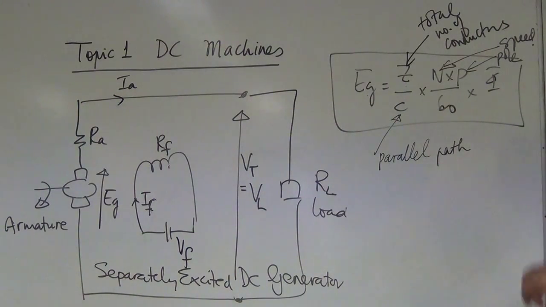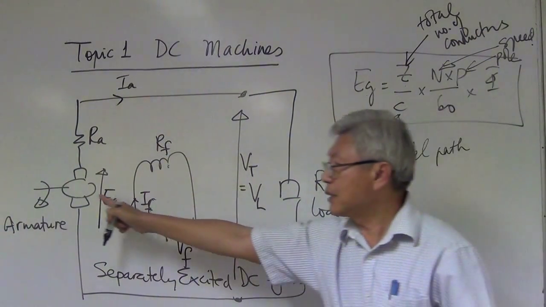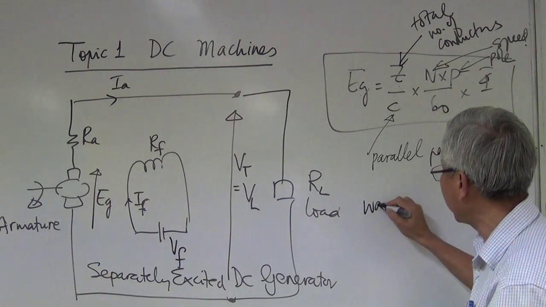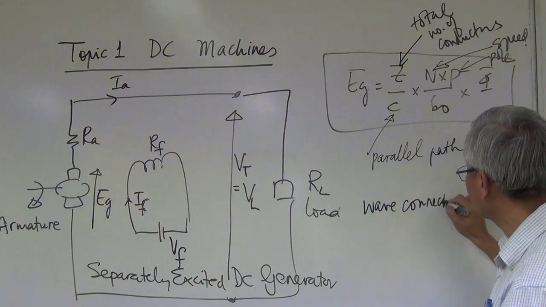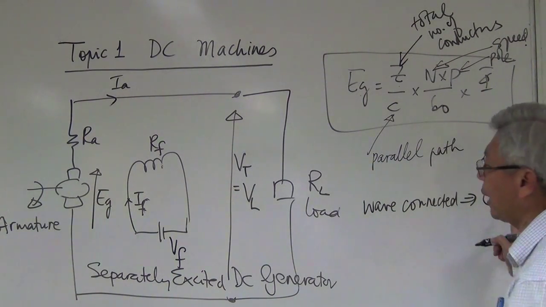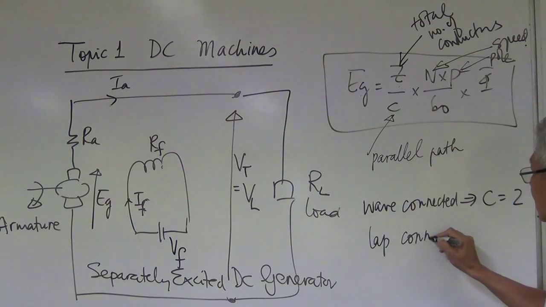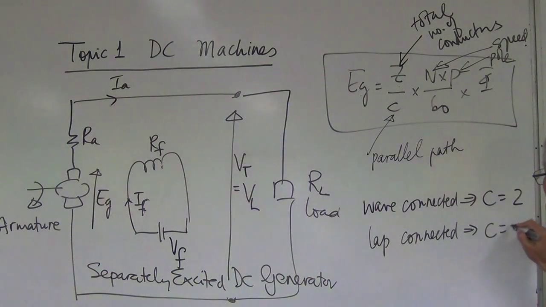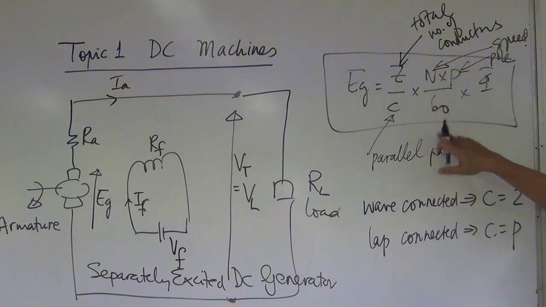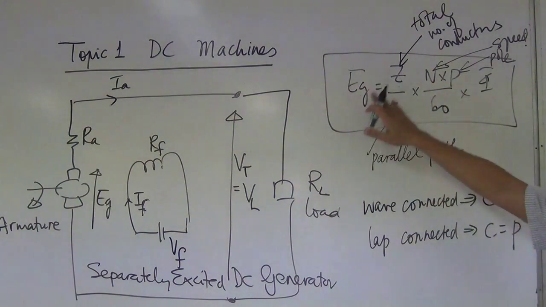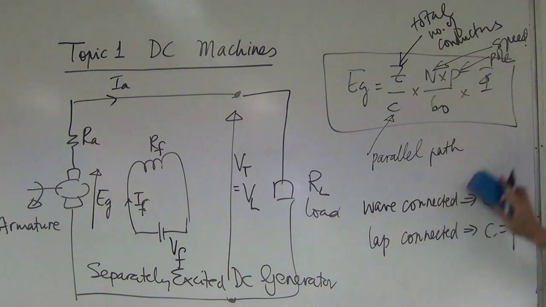That brings us to another concept. If this armature is wave connected, then there are two parallel paths. It is a fixed number, remember it. If it is lap connected, then the number of parallel paths is equal to the number of poles. If it's 6 pole, 6 paths. 4 pole, 4 paths. Remember this, it will not be given in the exam. So this is a physics equation and it's given. If the question gives you flux, poles, speed, and the total number of conductors, you know that you need to use this formula.